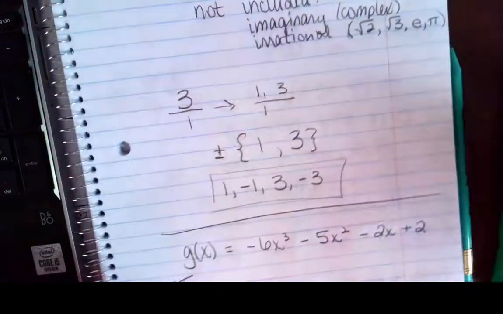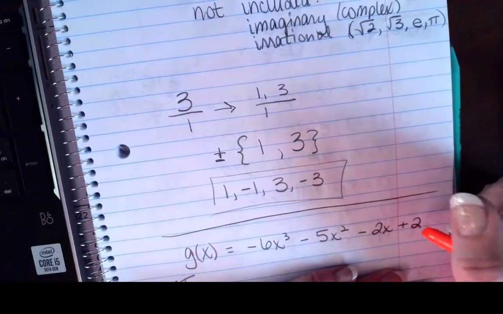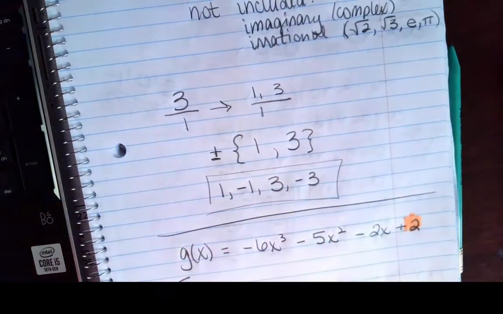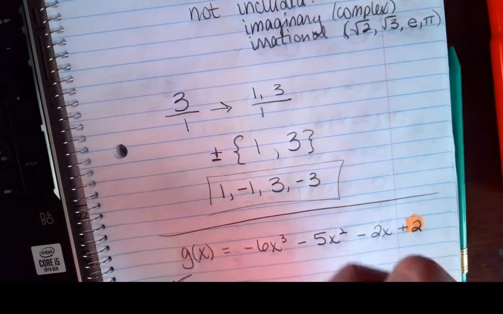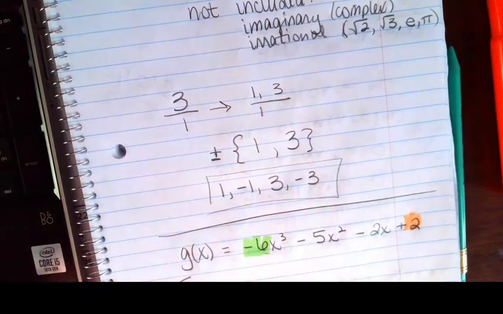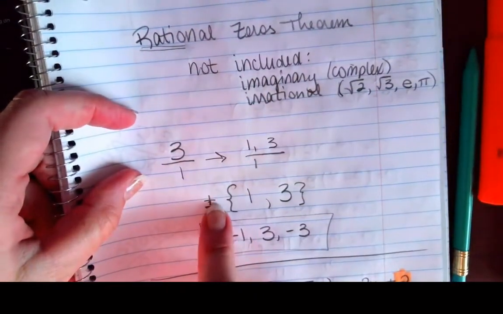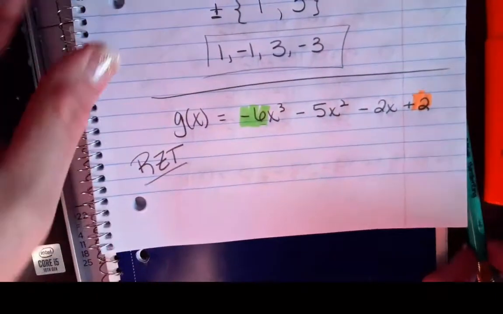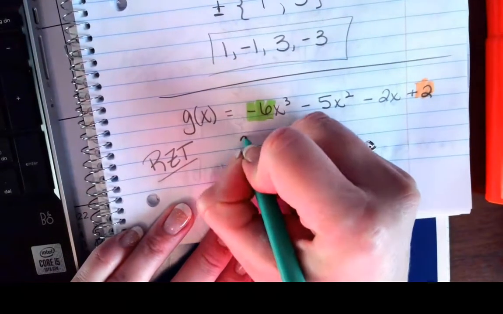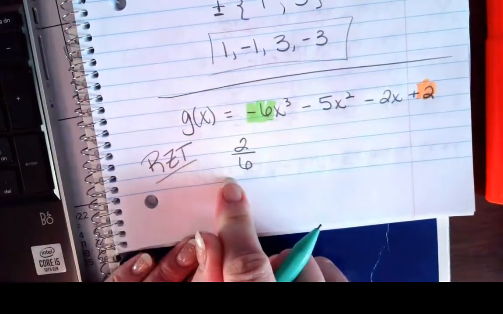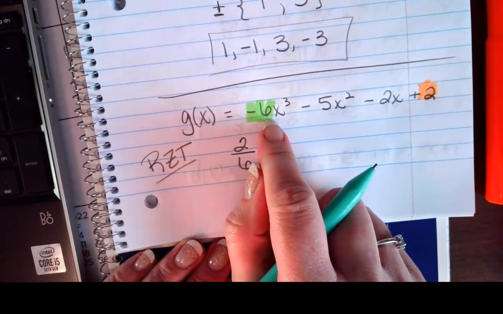Okay, so what did I do up here? I need the last number, which is a 2, and I'm going to put it over the first number, which is a negative 6. You're going to see I don't care that it's negative, because I'm going to handle the positives and negatives when I get to this step. So what do I have? The top number is a 2. The bottom number is a 6 that I don't care is negative.